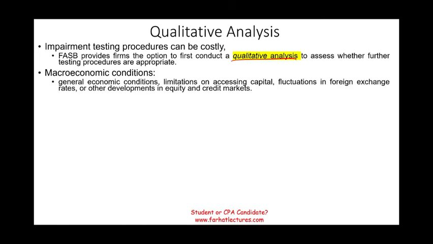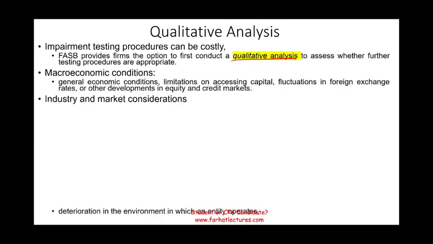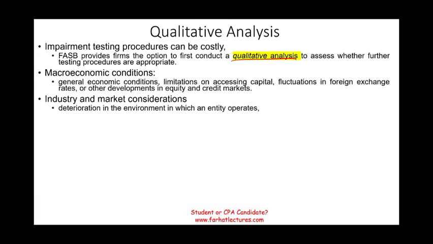There's a decrease in the credit market. Something happened in the macroeconomic condition that affects your company. Maybe you want to take a look at that reporting unit. Maybe it lost some value. Industry and market considerations: this could be deterioration in the environment in which you operate.